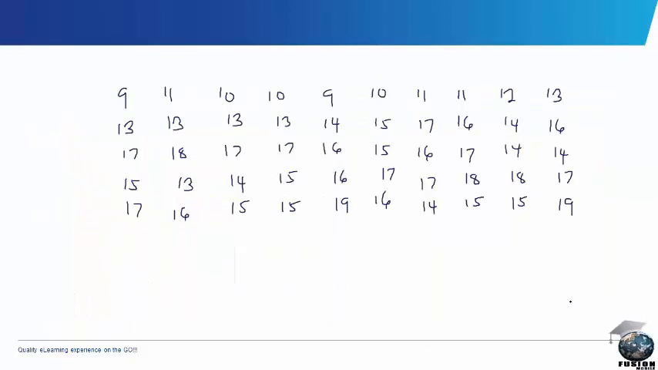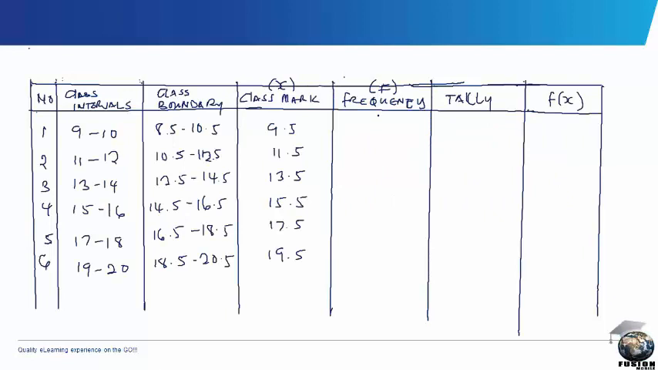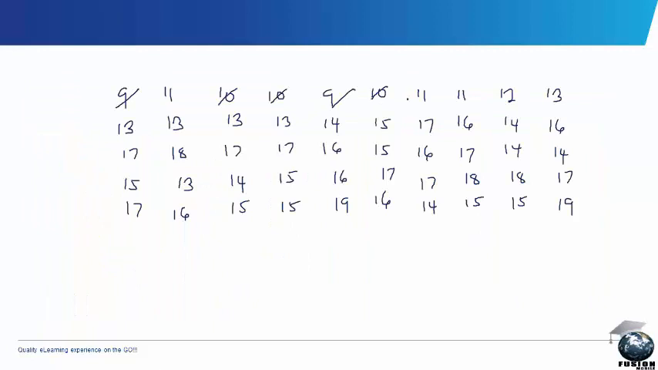We go back to our table, and then we check for numbers grouped under 9 to 10. We have 1, 2, 3, 4, 5. Okay, 5 numbers fall under 9 to 10, so we write 5. Go back again and check for 11 to 12. We have 1, 2, 3. Okay, that's all we have for 11 to 12, 3.